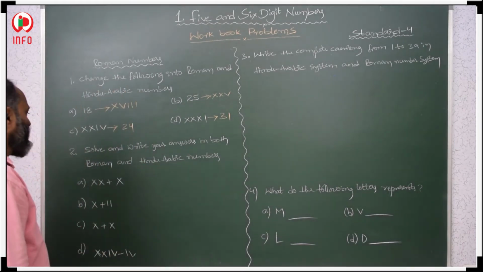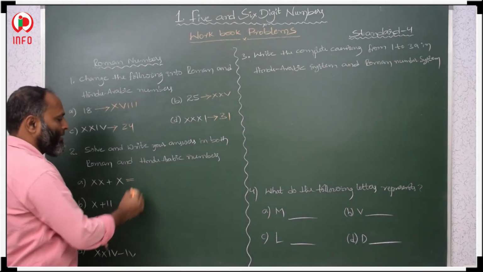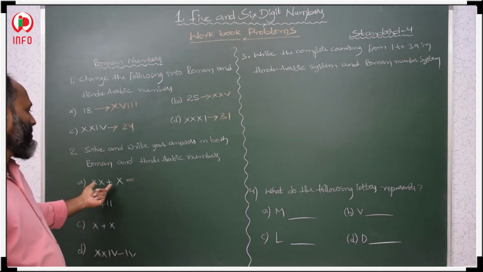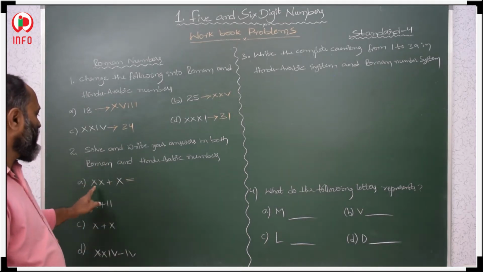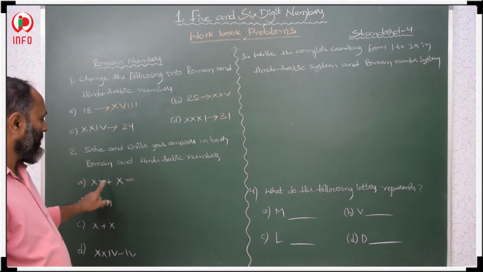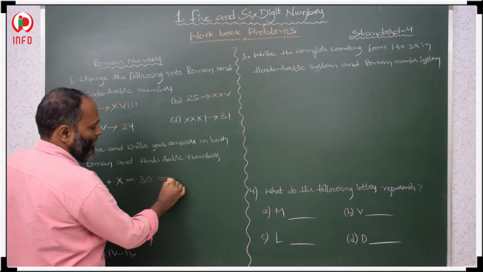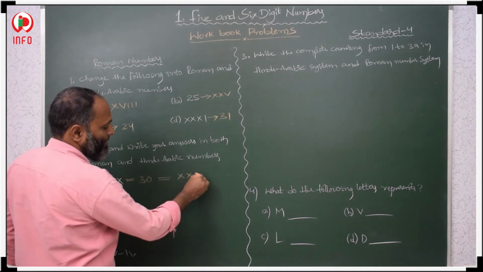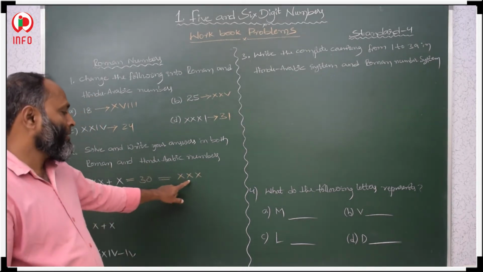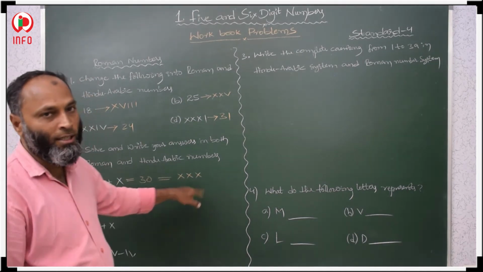Now, this we have to write in both systems, Hindu Arabic as well as Roman. 10 plus 10, 20. 20 plus again 10, that is 30. 30 in Hindu Arabic, then Roman, XXX. 10 plus 10, 20, 20 plus 10, 30.